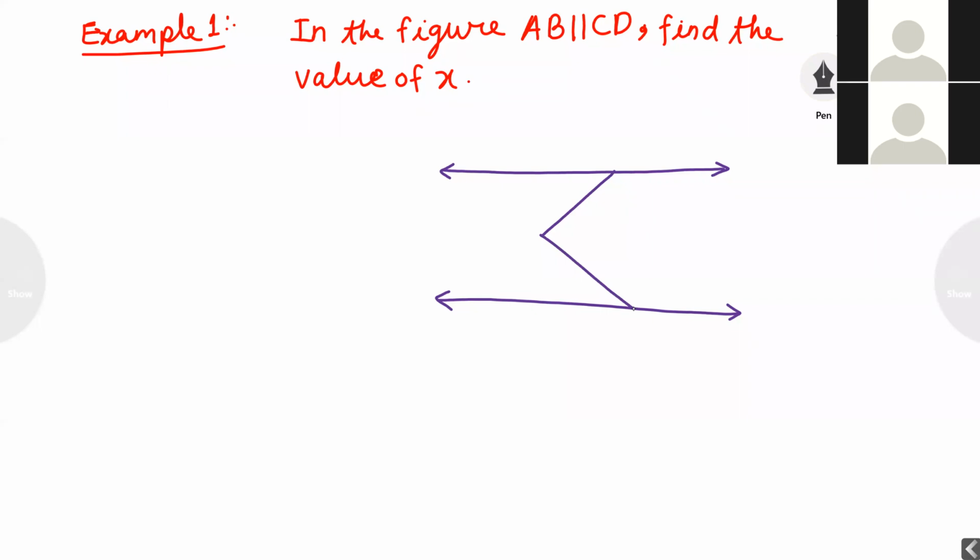Line AB, line CD, EF. This point is O. This angle I have given 140 degree. This angle is 30 degree. And this angle is X. Yesterday I have given this question.